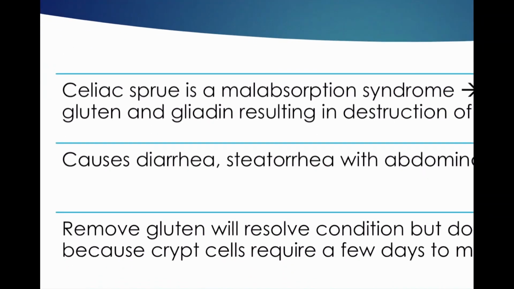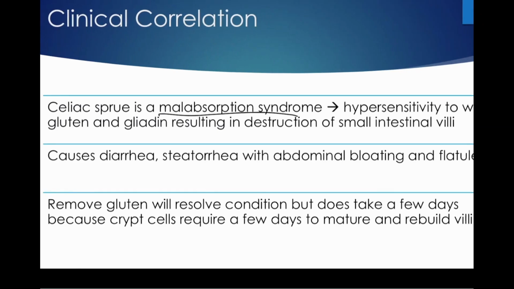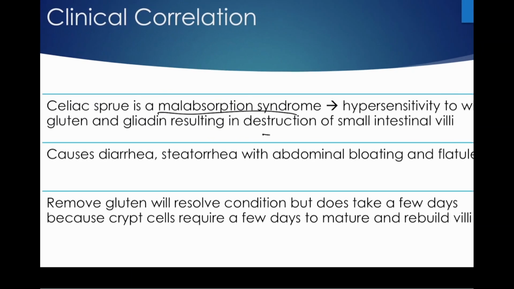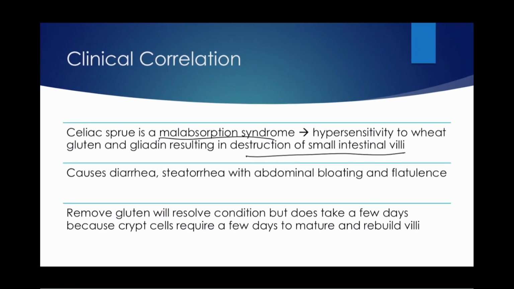And so this is what I'm talking about. Celiac sprue is a malabsorption syndrome, a hypersensitivity, resulting in destruction of the small intestinal villi. Diarrhea, steatorrhea, what's that? Fat in the feces is steatorrhea.